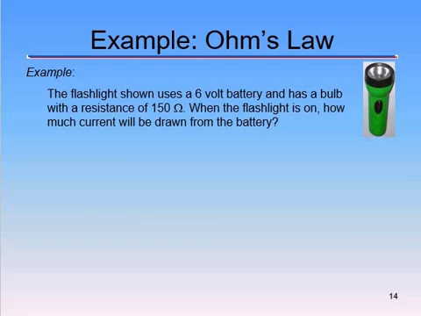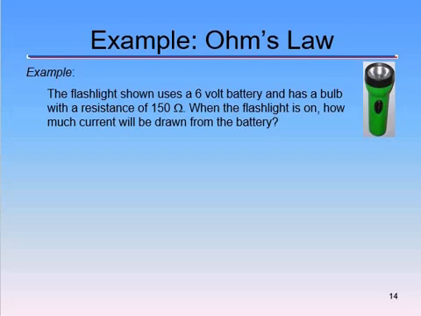We have a flashlight here. It has a 6-volt battery, and it has a bulb that has a resistance of 150 ohms. When it's off, nothing's going on. But when the flashlight's on, how much current will be drawn from the battery? Alright, so remember, voltage is that force. Resistance, we're controlling how much current's allowed to flow.